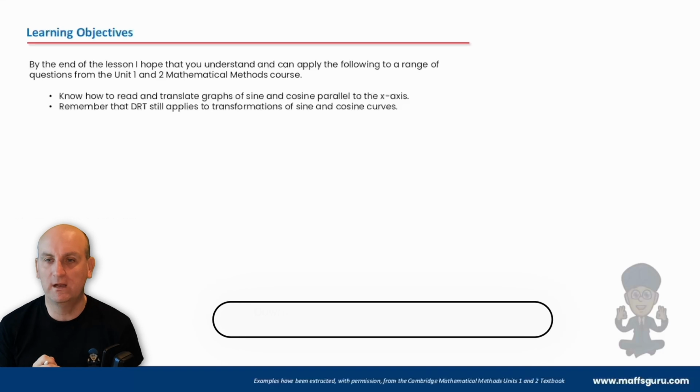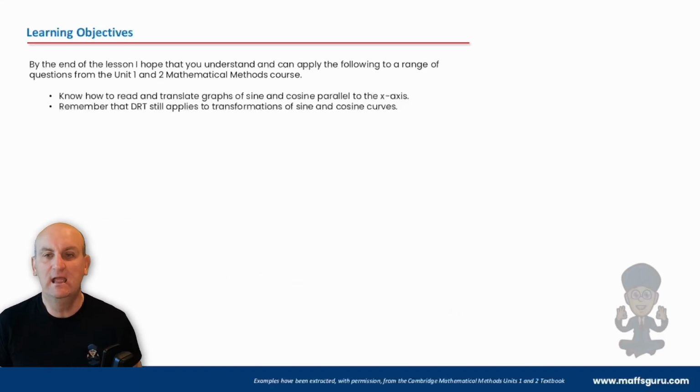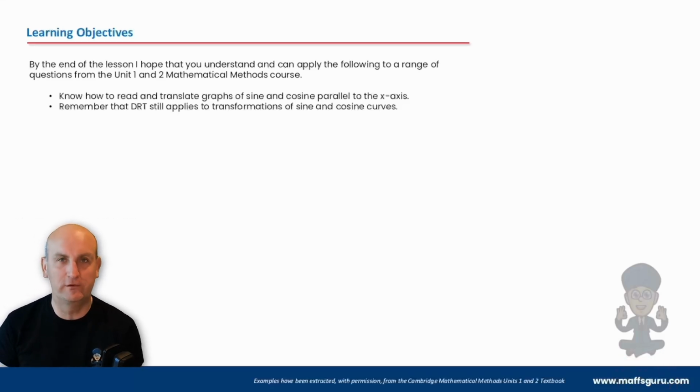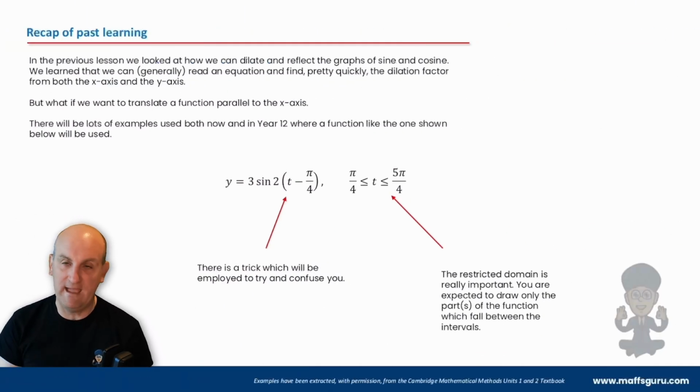Now, what are we going to do? We're going to learn how to read and translate graphs of sine and cosine parallel to the x-axis. And remember that DRT applies to transformations of sine and cosine curves. This carries on from a video I have just recorded, which can be found on maffsguru.com. It's a good idea to have a look at that video first, because this will build on the understanding from that.